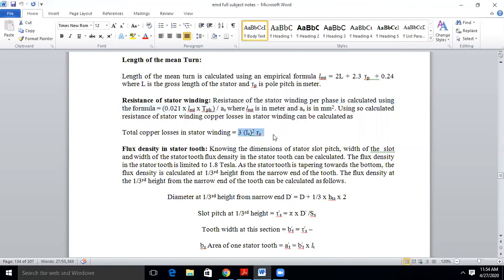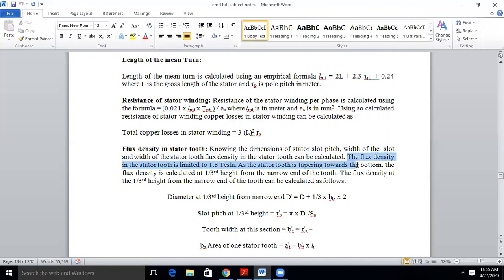The copper loss in the stator winding can be calculated as 3 I square RS. Now we'll see the flux density in the stator tooth. Knowing the dimensions of the stator slot pitch, width of the stator slot and width of the stator tooth, flux density in the stator tooth can be calculated.